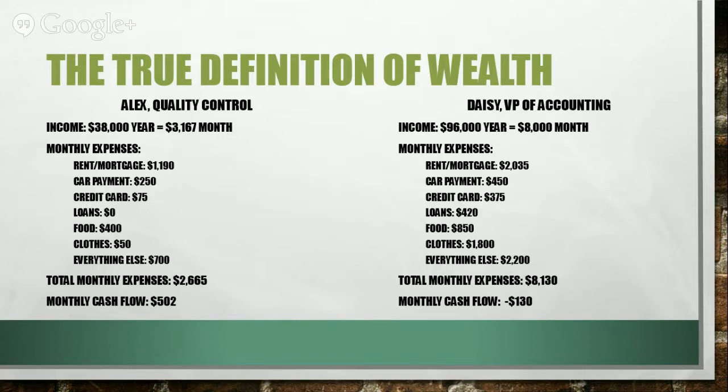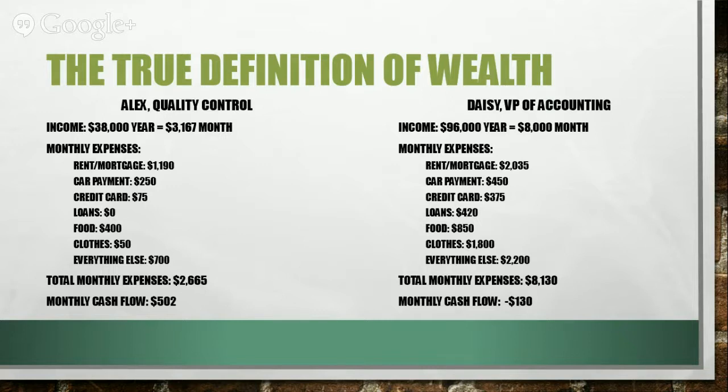So if you do the math between Alex and Daisy, if you look at Alex, he makes $3,167 a month, but he's spending $2,665. At the end of the month, he has what Robert Kiyosaki calls a monthly cash flow of $502. And the cash flow pretty much means the amount of money you have readily available. It's the money that you have to work with at the end of the month or at the end of the year, depending on the time frame that you're looking into.